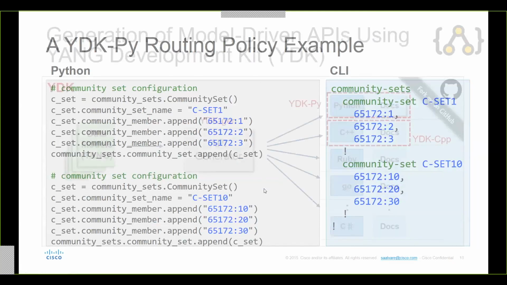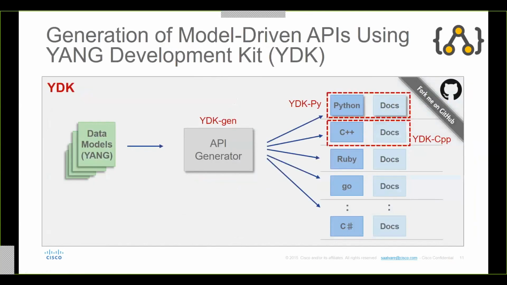Okay. So, how are these APIs generated? These APIs are generated with a tool that we created and open sourced that is called YANG Development Kit. Okay, YANG Development Kit really has several components. One key component is the generator that we call YDK Gen, and what this software piece does, it takes as input any YANG file, and it generates those libraries in different languages.